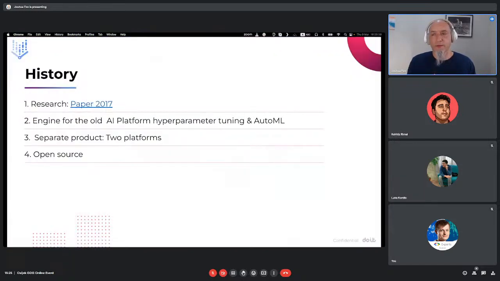Now I'm going to briefly talk about the variations of Vizier, because this is the thing that I found the most difficult when I learned it, way more difficult than the technical material. So it's just a brand name that's used for different things. Originally the research paper, then it was an engine for the old AI platform, hyperparameter tuning, and AutoML, which is a service that will run multiple ML training cycles for you and find you the best one. However, recently they came out with 2 platforms for Vizier. One is Vertex AI Vizier, the other is AI Platform Vizier.